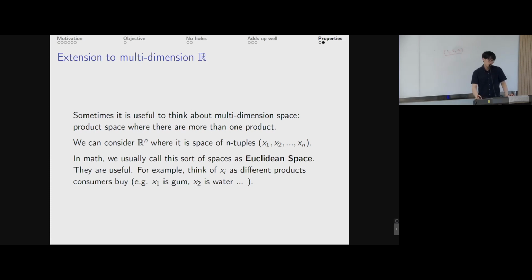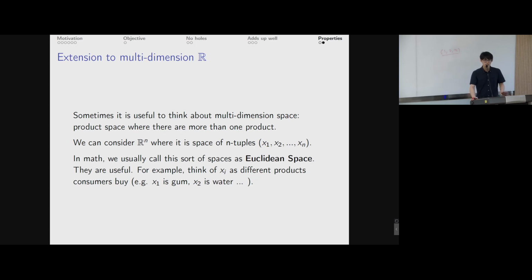They're very useful, especially in economics, because in a lot of the real world, when we're dealing with economic theory and data, there are going to be not just one product, but several products, and we can treat these different products as if they're occupying each dimension. So we can think about multi-dimensional product spaces where consumers think of each dimension as a different product. For example, x1 is gum, x2 is water.